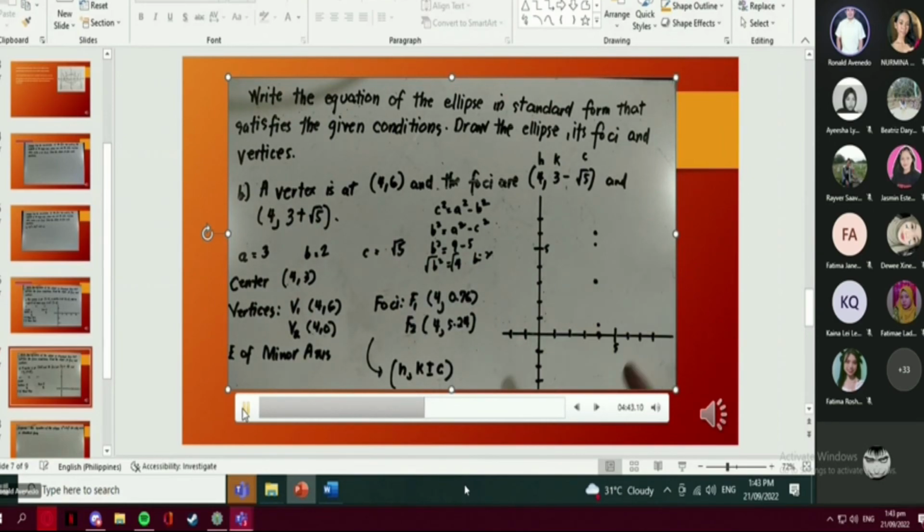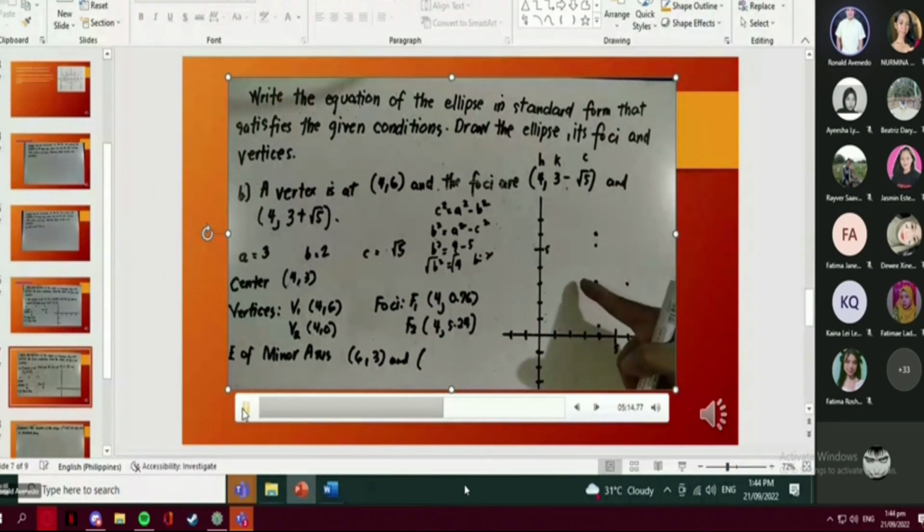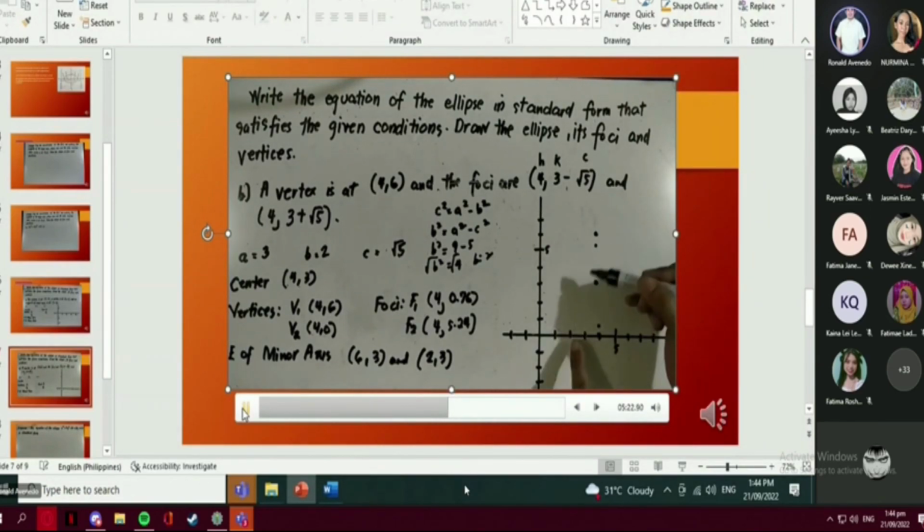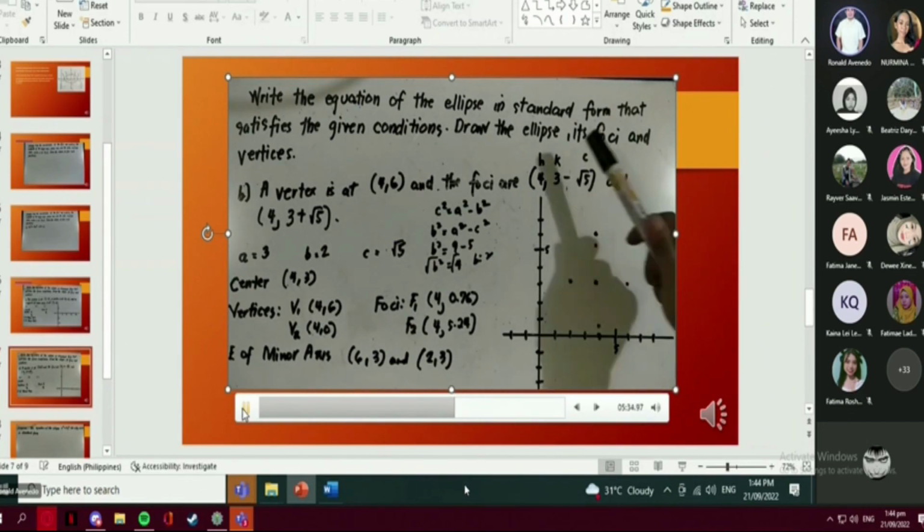Meaning, to find the endpoints of the minor axis, from the center, we have 2 going to the right and 2 going to the left. So 1, 2. One endpoint is 6, 3. The other endpoint, from the center, 2 going to the left, 1, 2. So 2, 3. Since according to the problem, draw the ellipse, its foci and vertices, we can now connect the points.